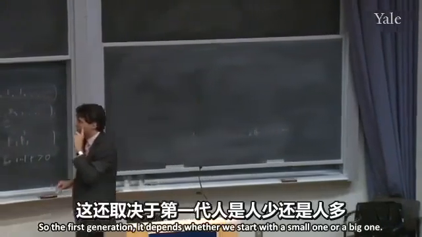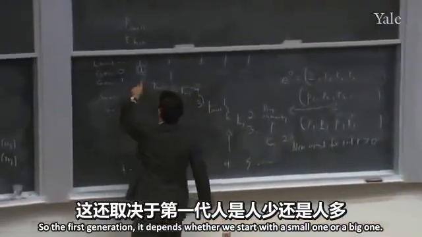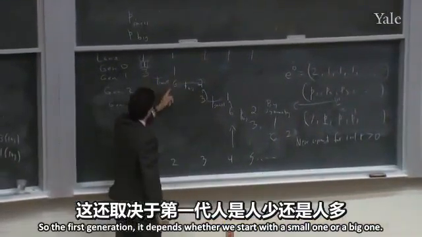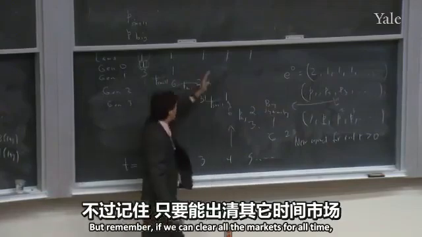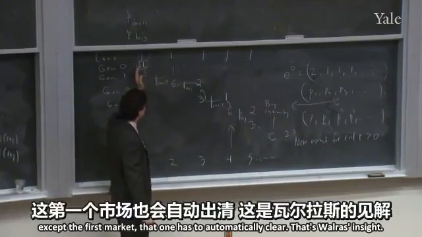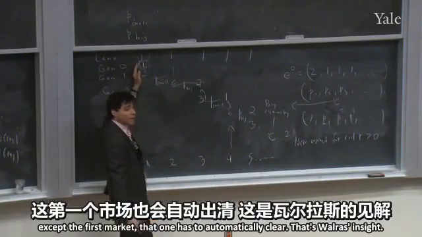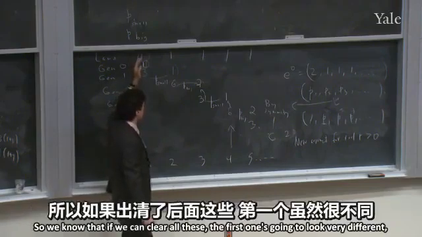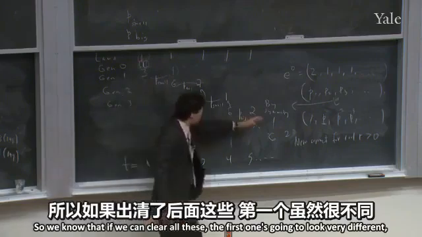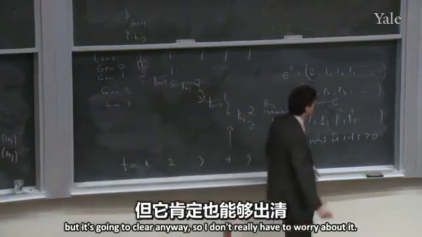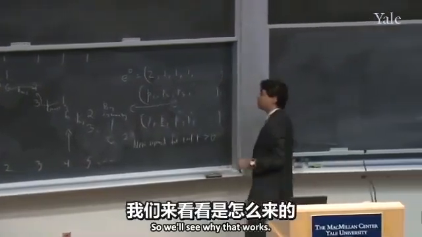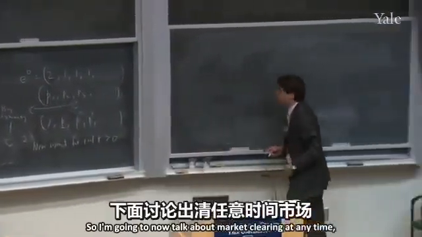Oh, okay, so we never did the first. So the first generation, yeah, it depends on whether we start with a small one or a big one. But remember, if we can clear all the markets for all time except the first market, that one has to automatically clear. That's Fisher also, that was Walras's insight. So we know that if we can clear all these, the first one's going to look very different, but it's going to clear anyway, so I don't really have to worry about it.